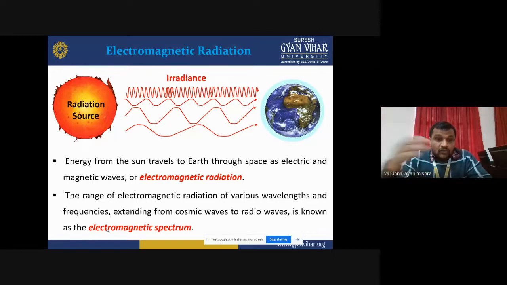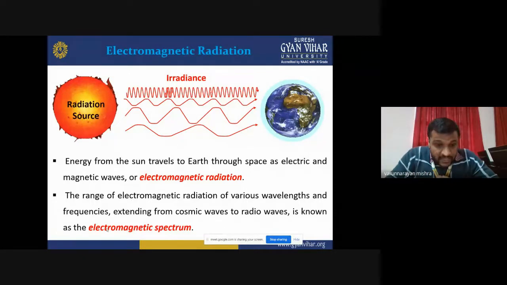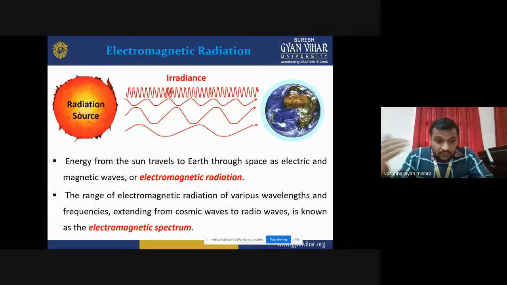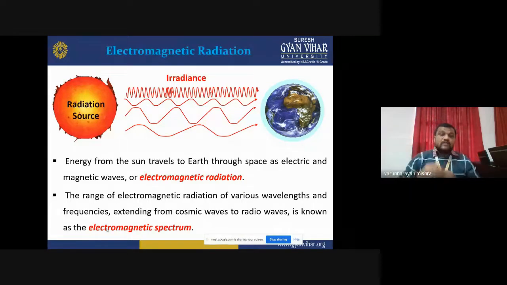When we talk about electromagnetic radiation, it has two components, that is the electric field and the magnetic field. Any kind of electromagnetic radiation has these two components. The range of electromagnetic radiation of different wavelengths and frequencies extends from cosmic waves to radio waves. As we know, electromagnetic radiation has different wavelength intervals. These wavelength intervals are considered as the electromagnetic spectrum. It is divided from shorter wavelengths to longer wavelengths, and the arrangement of different wavelength intervals is known as the electromagnetic spectrum.